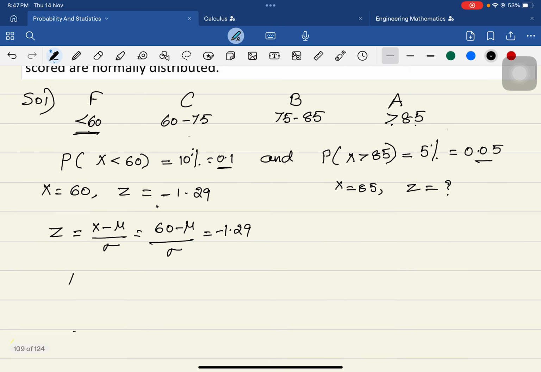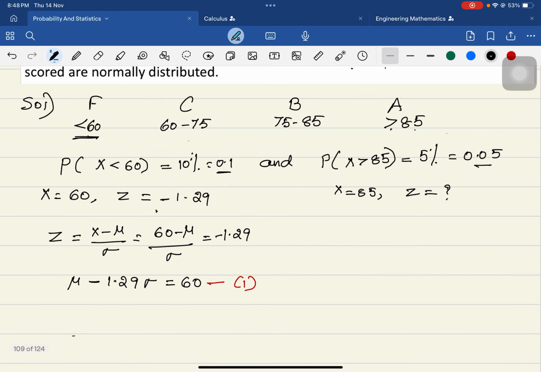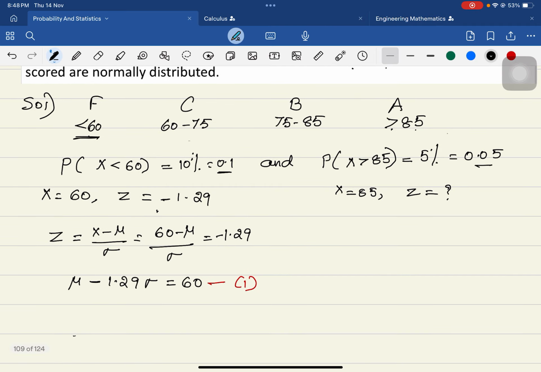Now let us rewrite this equation. We'll take that mu to the other side, and that gives you mu minus 1.29 times sigma is equal to 60. Let us now call this equation as 1. Okay. Now this is the equation. Now let us see what is that. X is equal to 85 is there.